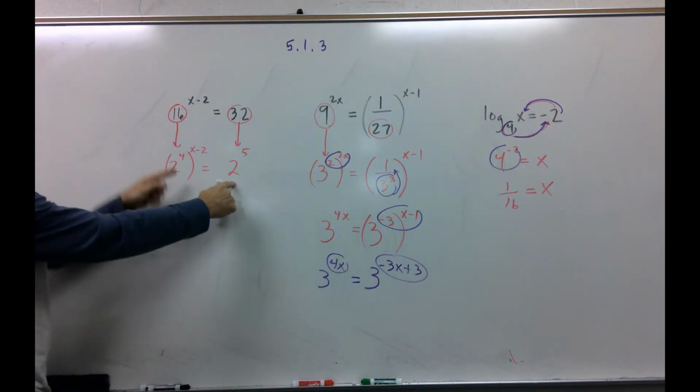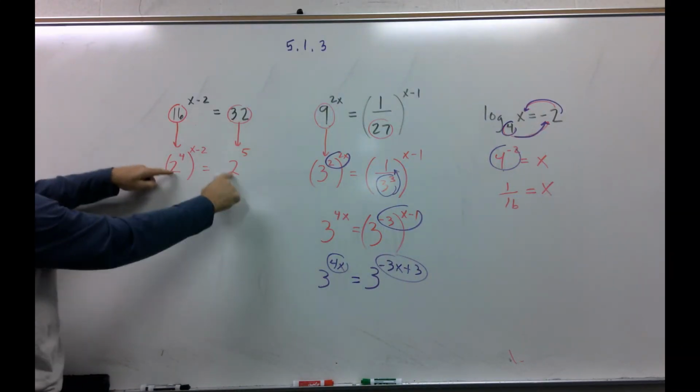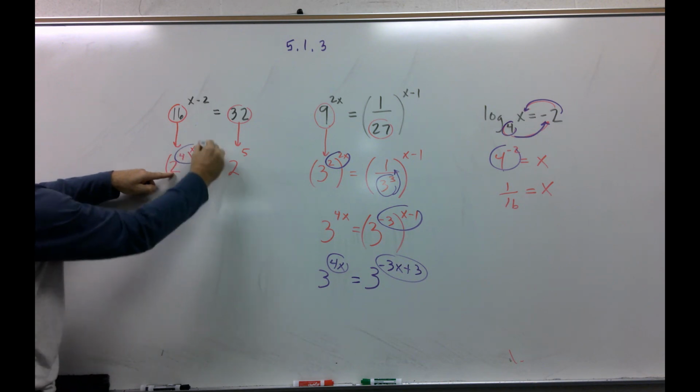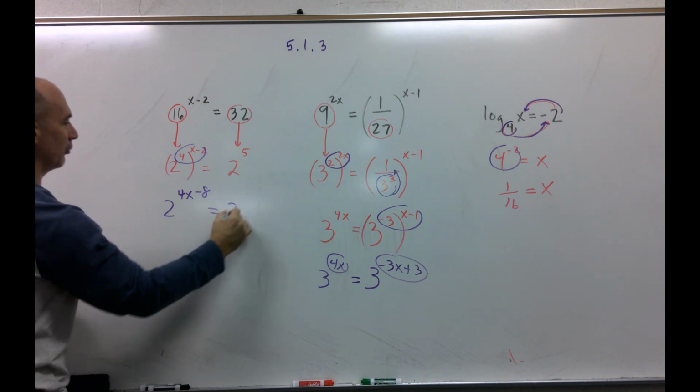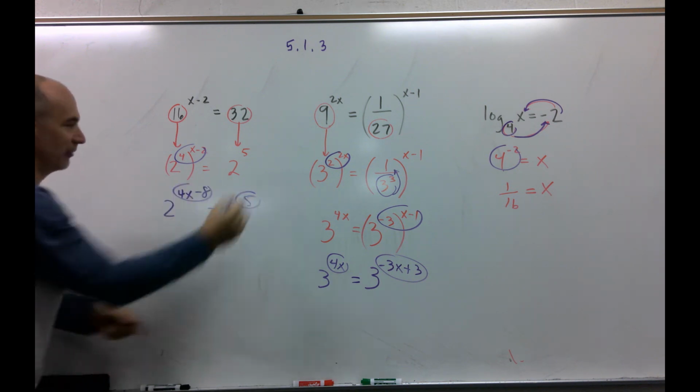This one, 16 and 32, common bases 2's. Multiply that, 2 to the 4x minus 8 equals 2 to the 5th. Set that equal to that, solve for x, and you're done.